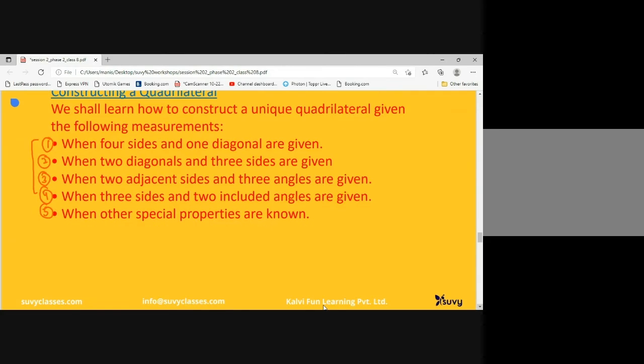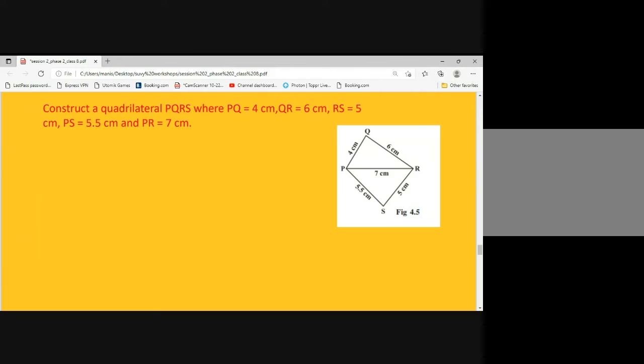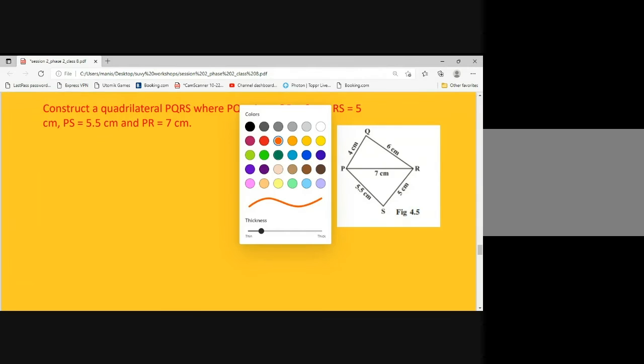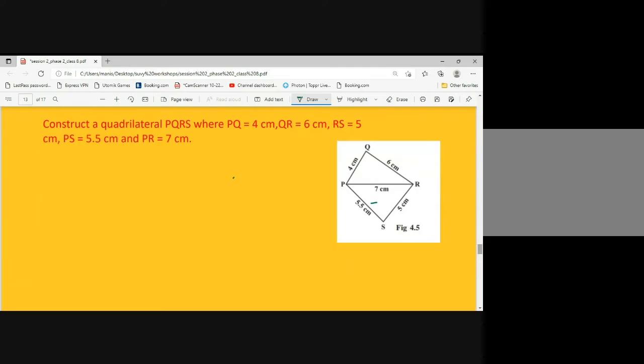Ma'am, first let me get my compass, ruler, everything. Yeah, sure, bring your compass. Ma'am, I'm here with my tools. Yes. Can you see? Yes, ma'am. So you must draw along with me. Okay, ma'am, I'll draw alongside you.